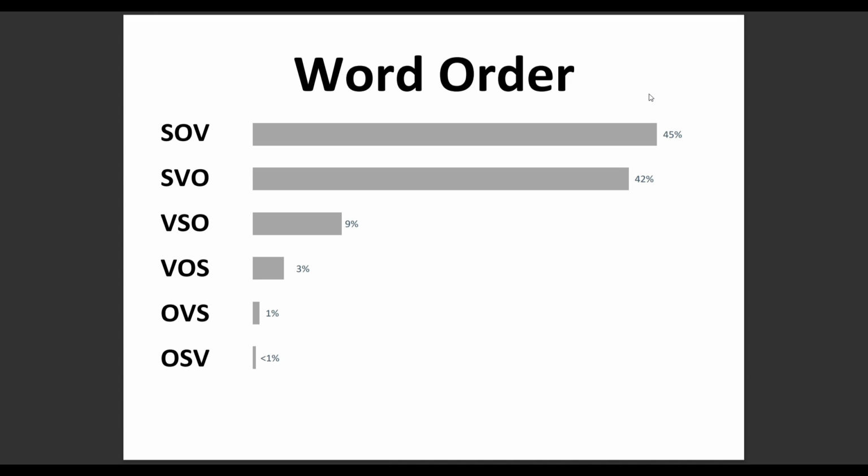And this is how the world's languages break down. So SOV and SVO are the most common, and OSV is a rare arrangement of these elements. And like I said, Navajo can fall within the OSV when the speaker has already identified the subject.